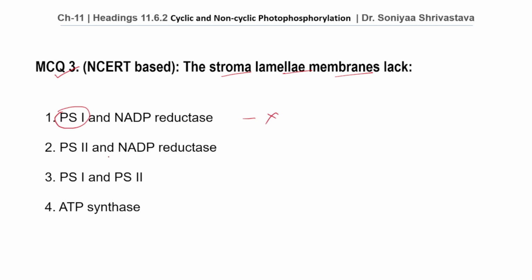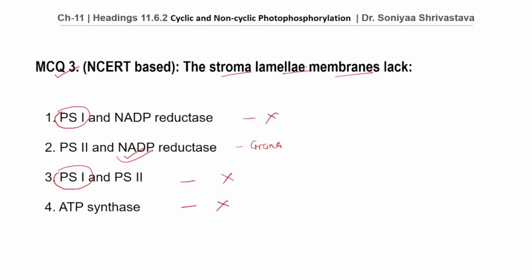Option number 2, PS2 and NADP reductase. Yes, this is our correct option. PS2 and NADP reductase are absent in stroma lamellae. Therefore, this is our correct option, and they are present only in grana. PS1 and PS2, as PS1 is present in stroma lamellae, so this is also the wrong option. ATP synthase is also present in stroma lamellae, so this is also the wrong option.